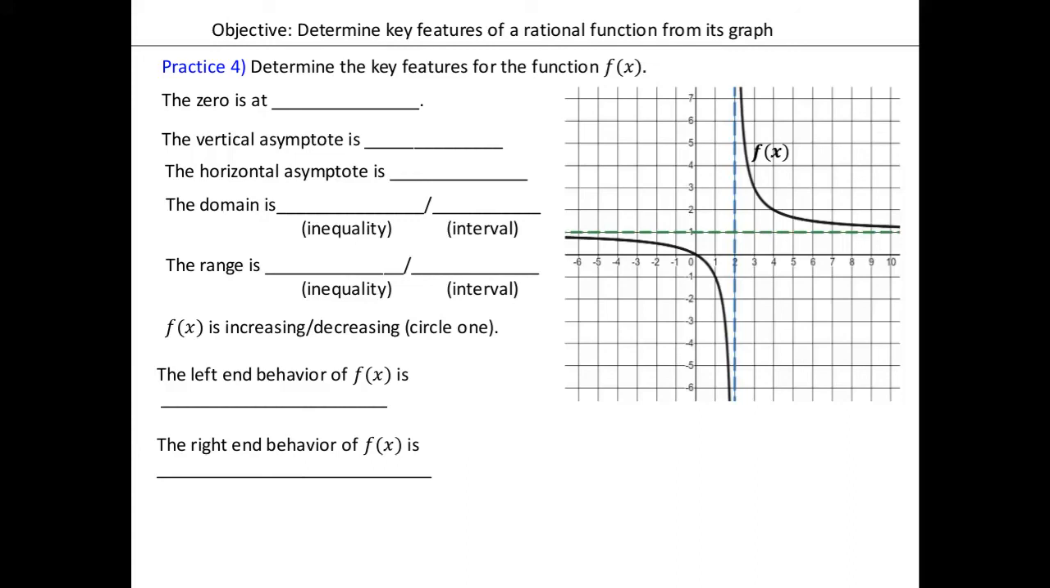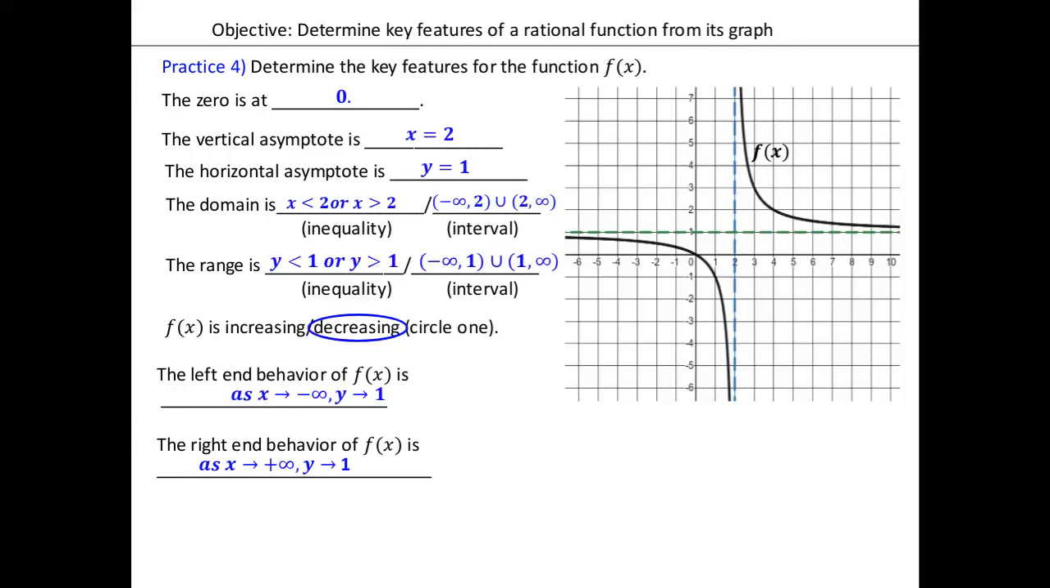Okay, hopefully you paused the video. So here is the solution. The zero is at 0. The vertical asymptote is at x equals 2. The horizontal asymptote is y equals 1. The domain, remember, gets cut by the vertical asymptote, which was x equals 2, and the range is cut by the horizontal, which is y equals 1. This function going left to right is always decreasing. And my end behaviors are flattening out to the dashed line, which was 1 for both of them. Okay?